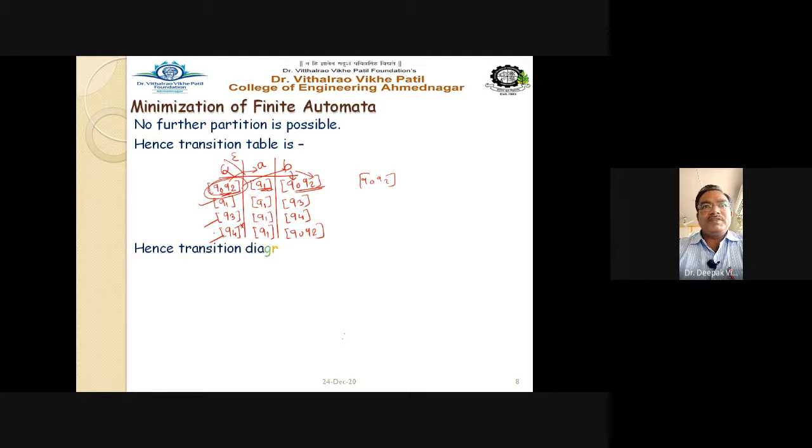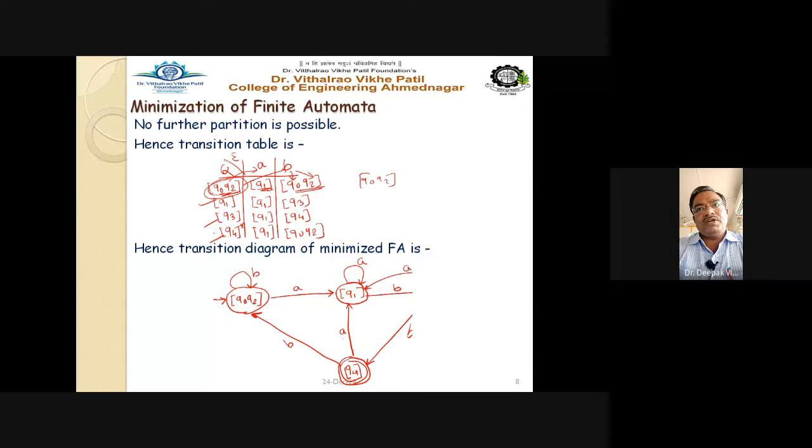And finally, from this transition table, we have drawn the transition diagram of the minimized finite automata like this. So Q0, Q2, the two states are combined here, and see carefully. For minimized automata, we have used the square bracket. So this is the one significance we have to always remember while minimizing the automata.